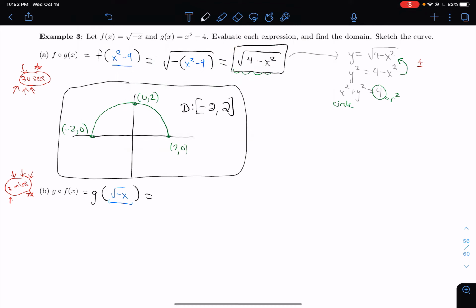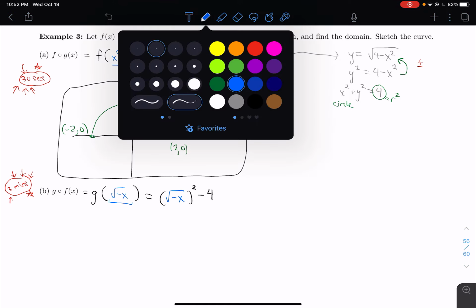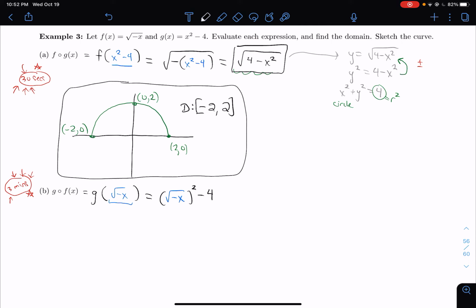So that'll give me, instead of x squared minus 4, I'm going to be plugging in this square root of negative x where that x normally would be, this x right here. All right, and now let's simplify this. So I square that square root, as we saw in one of our examples from last time. Well, they'll cancel, and we'll get negative x. I still got that minus 4.